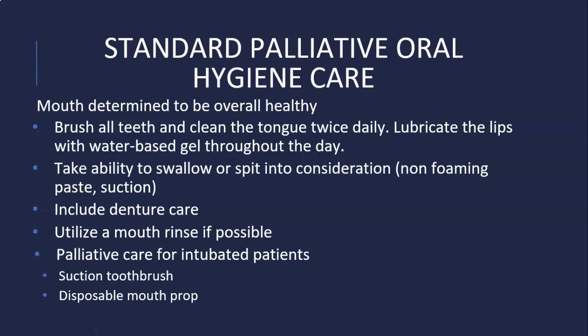We want to think about the patient's ability to handle liquids. So things we really want to reduce, probably things that are very liquidy that can go down their throat. But you can use things like a suctioning toothbrush, or you can use things that don't foam up and bubble, that would be thicker, that they could actually handle. We also need to think about their denture care, utilizing a mouth rinse if possible, but it might not be possible. And then patient care for intubated patients. They obviously can't handle any liquid, so there's the suctioning toothbrushes. And then we would have to use things like a mouth prop to actually get their mouth open so we can work in their mouth.